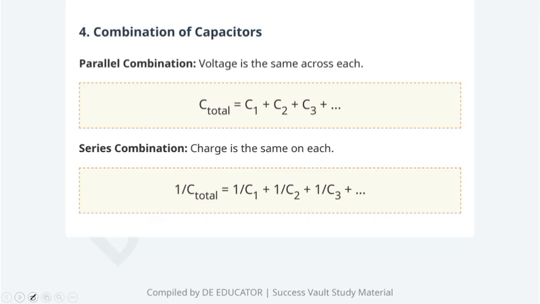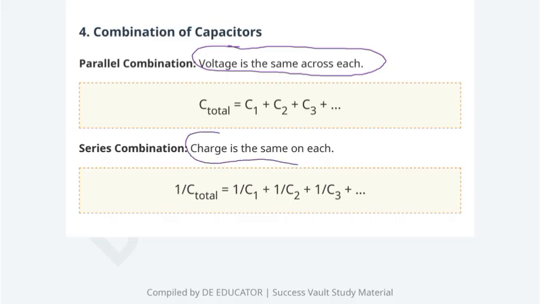Combination of capacitors. This is another very common concept in your physics. So we have the parallel combination and then we have the series combination. For the parallel combination, something you should take note of is that the voltage is the same across each capacitor, while the charge is the same for series. Right? Voltage is the same for parallel, charge is the same for series.